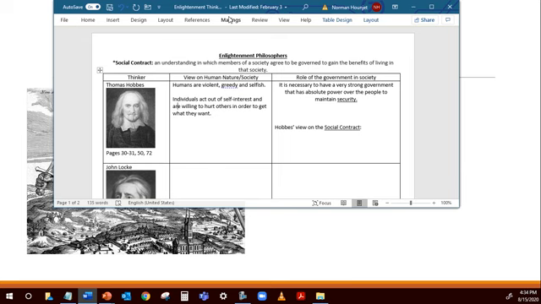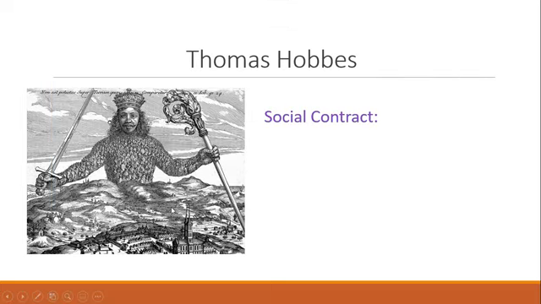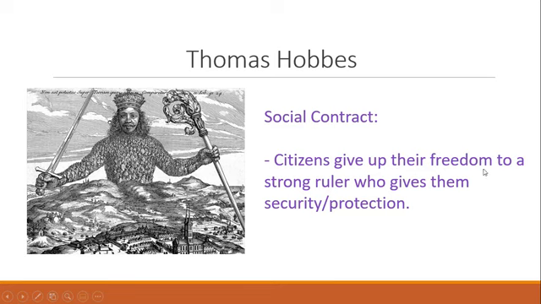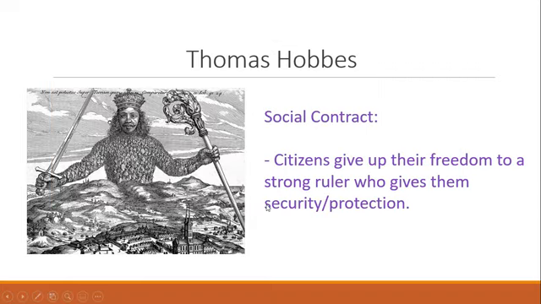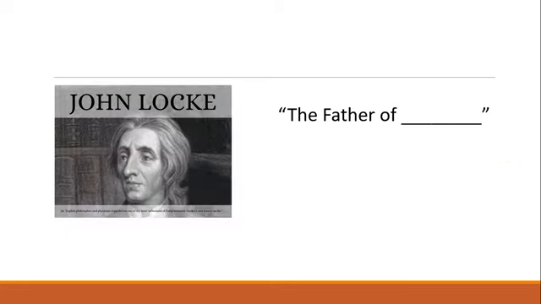But in order to get those benefits, sometimes we need to give something up. And according to Thomas Hobbes, if humans want to live with the benefits of security and safety by living in a society, well, humans need to give up their individual rights and freedoms. So citizens give up their freedom to a strong ruler who gives them security and protection. All right, so you can go ahead and write this down right here where it says Hobbes's view on the social contract. Write down the purple stuff right there, okay? So for him, citizens of a country don't need to have individual rights and freedoms. Instead, they give those individual rights and freedoms to their government, to their king, and then their king gives them safety and security.